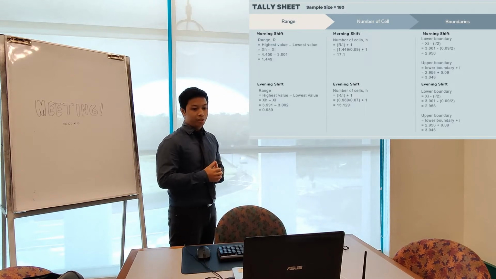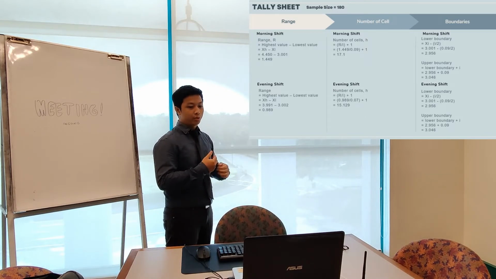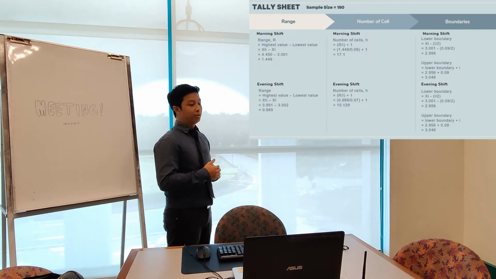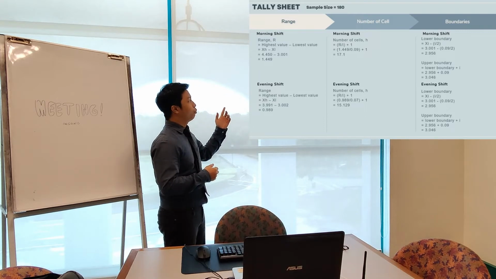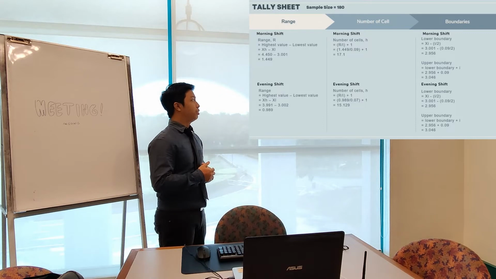Next, the number of cells can be obtained from the formula: the range divided by the interval value, and then plus 1. The interval value must be an odd number. Hence, for the morning shift, the interval value is 0.09, and for the evening shift it is 0.07.